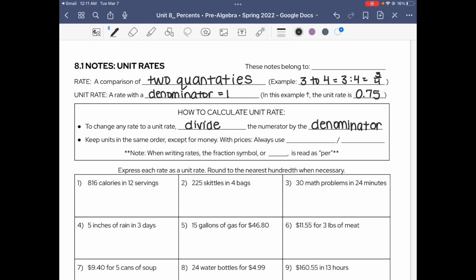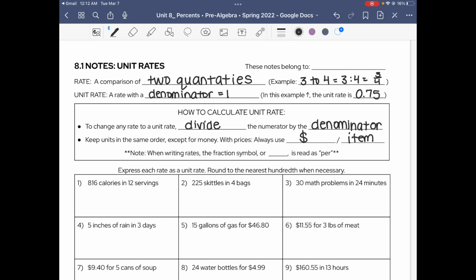If you are trying to add units to your unit rate, you need to keep the units in the same order that they're given to you in, except for money. If you see any problem that involves money, we should always put it on top, because for money, we always want dollars per item, because we want to know how much each item costs, not how many items we can buy with $1.